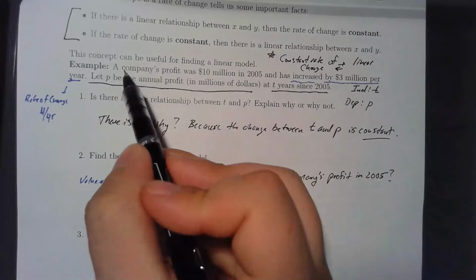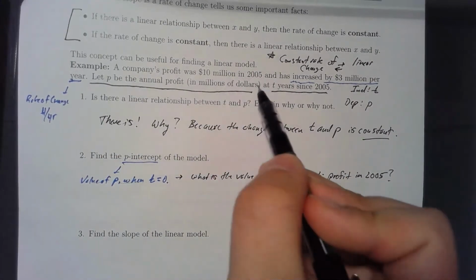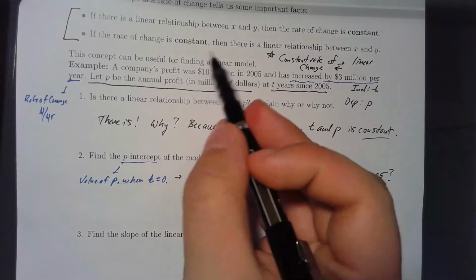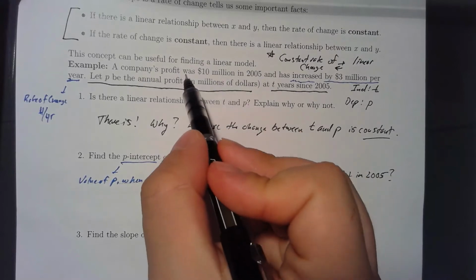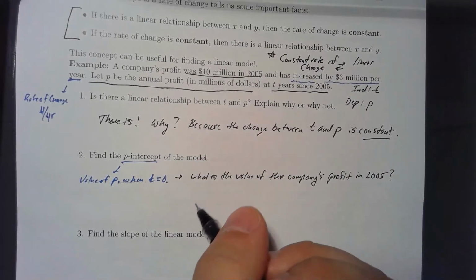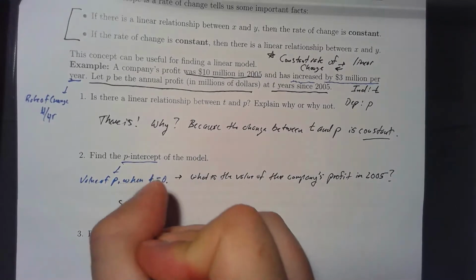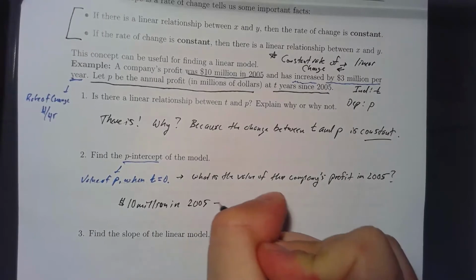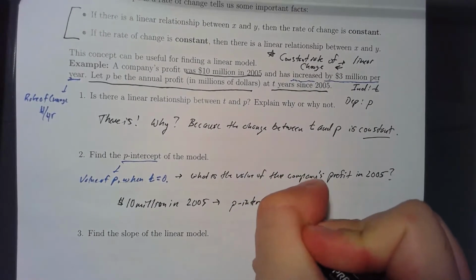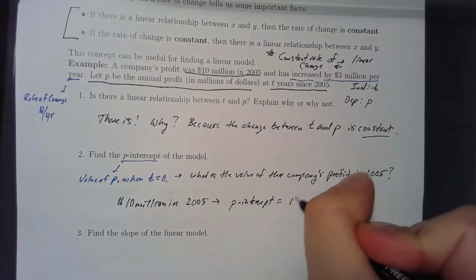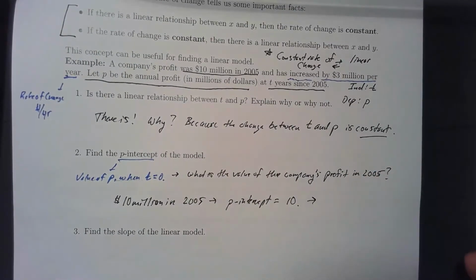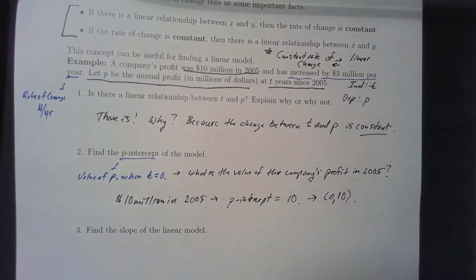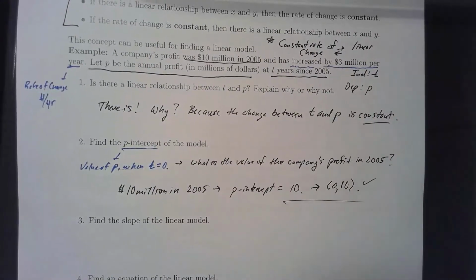Well, the problem tells you that right here. A company's profit was 10 million in 2005. There it is right there. So the p-intercept is 10. So it's 10 million in 2005. Now if I want to write this as an ordered pair, t is 0, comma, 10. That's the p-intercept right there.